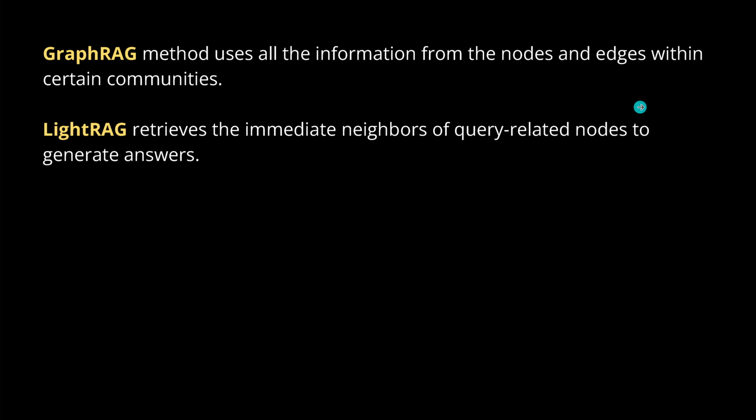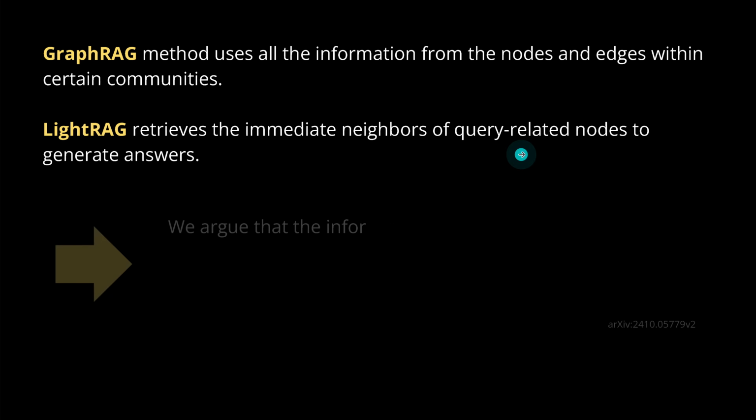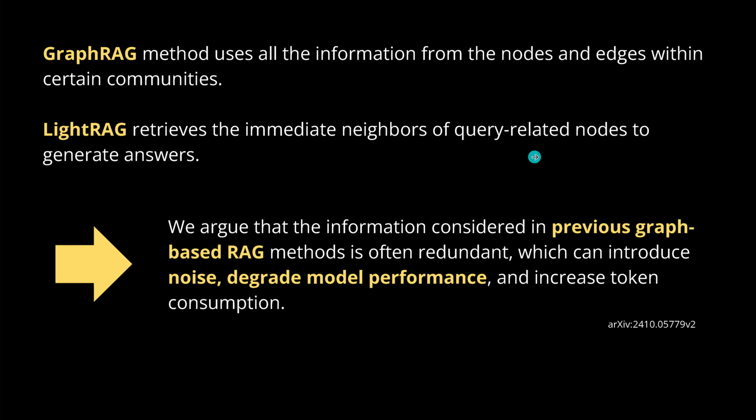So let's come to the spark of genius, and to take the next step, it was important that the creator who also built LightRAG, the same scientist, found out, hey, we can argue now, analyzing those systems, that the information considered in the previous graph-based RAG methods, these two, is often redundant. And this redundancy of the data, of the information, of the knowledge in our graphs can introduce noise into the system. It will degrade the model performance, and it will increase the token consumption for nothing.